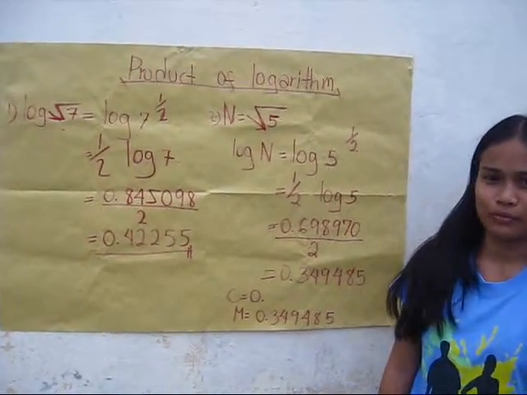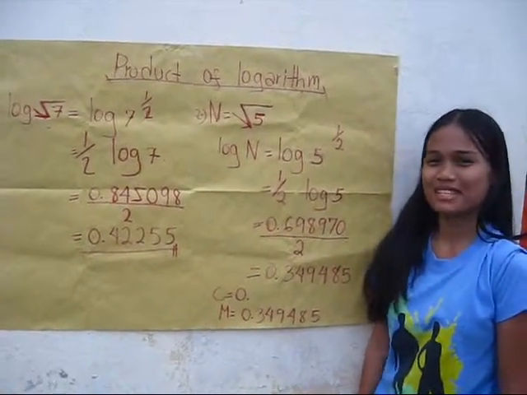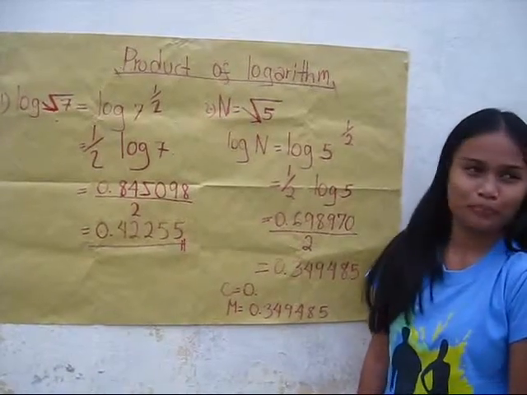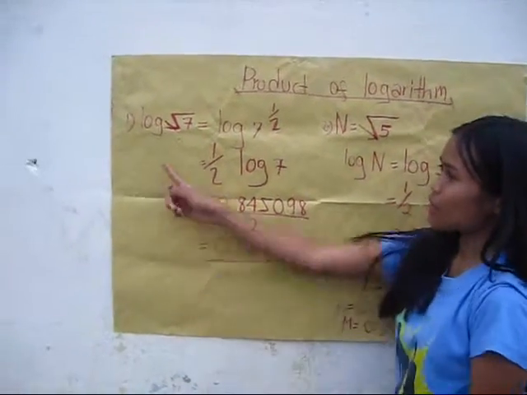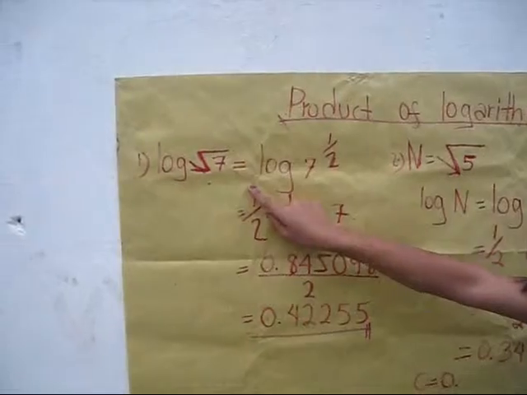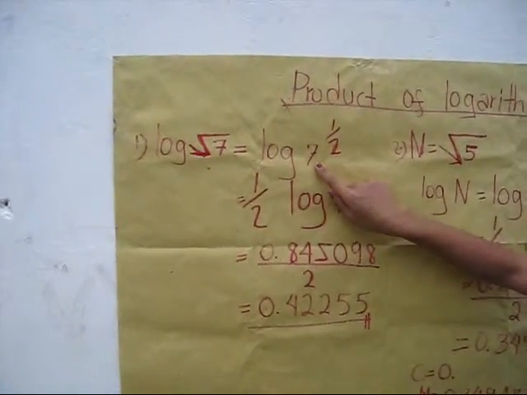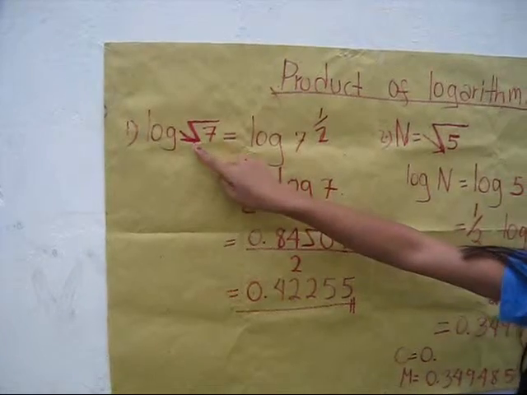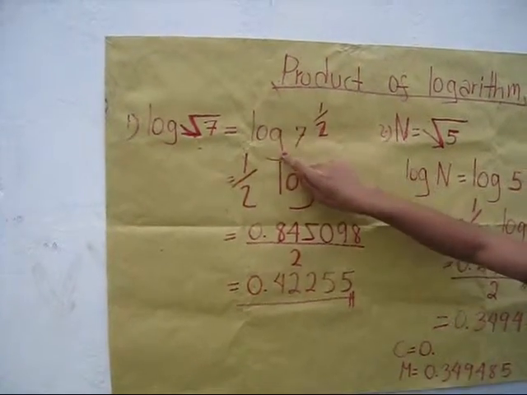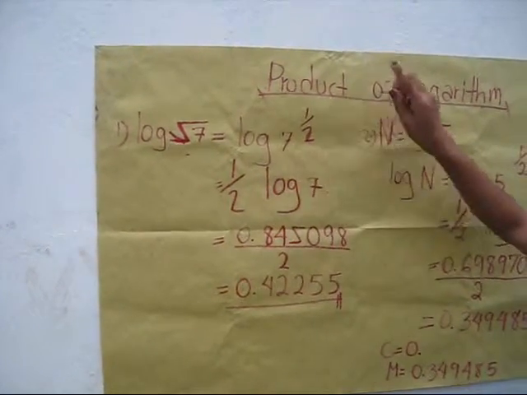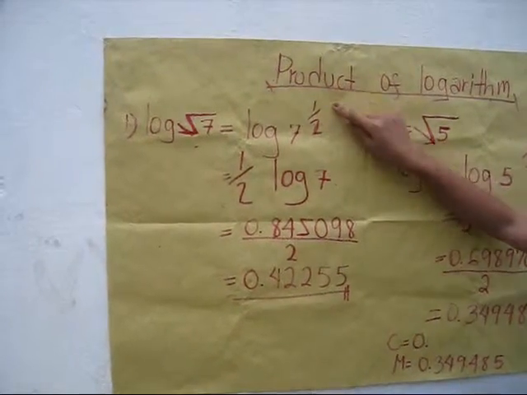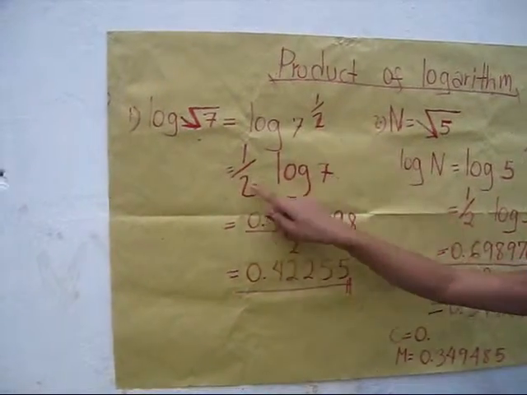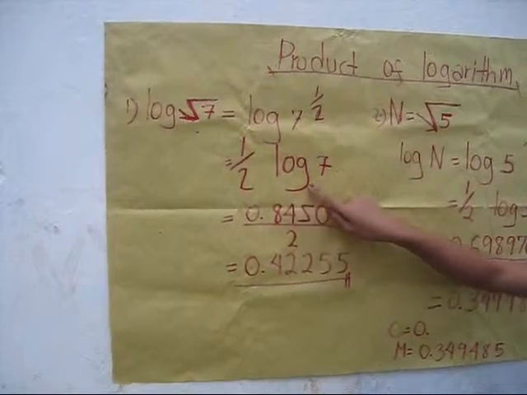I'm here in front of you to give some examples of product of logarithm. For example, log of square root of 7 is equal to log 7. Since this is a square root, the value of the exponent is 1/2. So log of 7 raised to the power of 1/2 transposes to 1/2 log of 7.